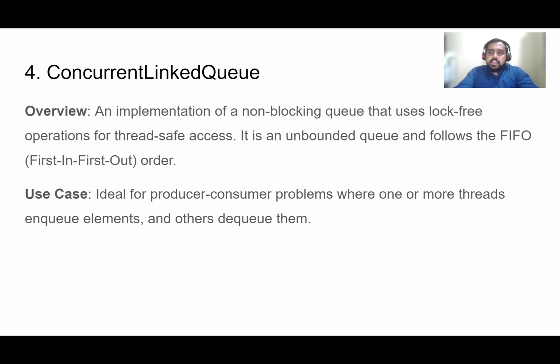It is used for thread-safe access, it is an unbounded queue and follows FIFO order. I already told you queue is first in, first out. It is ideal for producer-consumer problems where one or more threads enqueue elements and another thread is dequeuing elements. The producer adds data into the queue, and the consumer retrieves data from the queue. So the enqueue and dequeue operations can be done without any bottlenecks or data inconsistency.